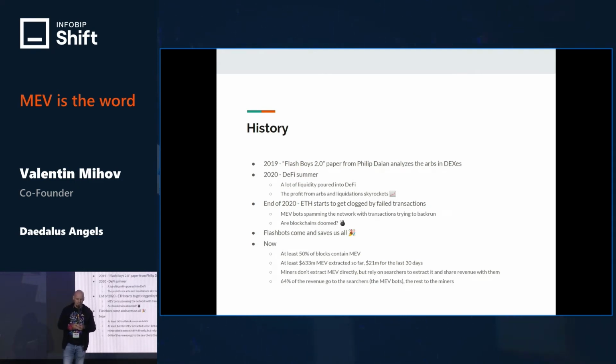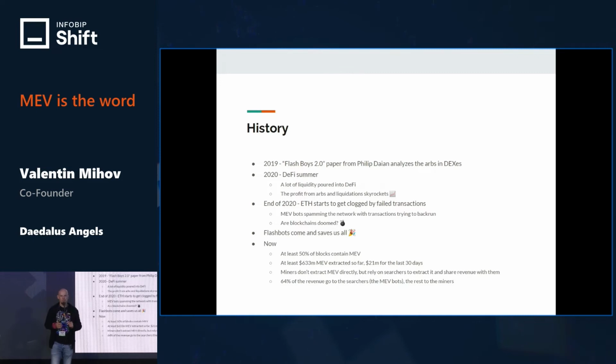At the end of 2020, something really strange started to happen. A lot of failed transactions started to appear in the block space of Ethereum. Maybe 30% of all the transactions on the blockchain were failed transactions. And the reason was actually MEV.